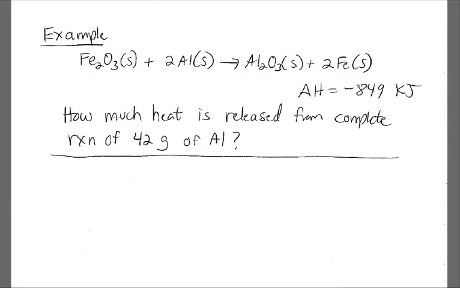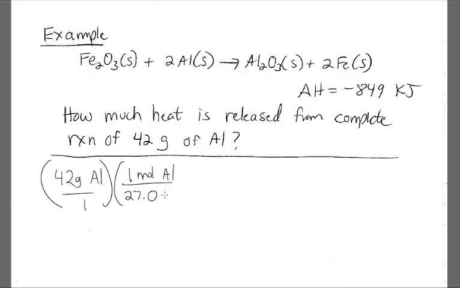So the question is, how much heat is released from the complete reaction of 42 grams of aluminum? We know this amount of heat is released when 2 moles of aluminum react, but we want to know for 42 grams, which may or may not be 2 moles. So we got to figure out what it would be. All right, so we take the amount of grams of aluminum and convert it to moles. Okay, the molar mass of aluminum is 27. So that converts it to moles, and then we use this as a conversion factor, remembering it's for 2 moles of aluminum, because there's a 2 out here.